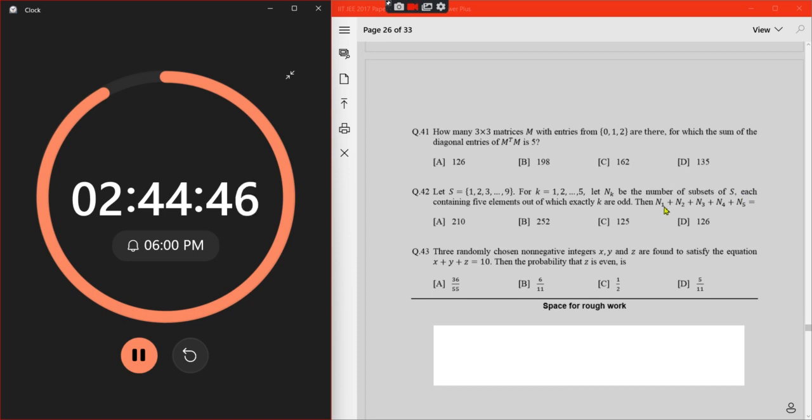Question 42, that is equal to this thing for k equal to... okay, let n_k be the number of subsets of S, each containing 5 elements out of which exactly k are odd, then n1 plus n2 till n5 equals, and so on. So for example, for n1 we need one odd element, and then got it. Wait, you want the number of subsets, right? Oh, okay, got it. It is not that hard.